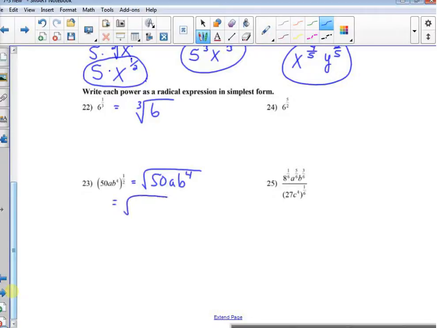Then I'm going to do my perfect squares and my non-perfect squares. So 25b to the 4th and 2a. And that's going to equal 5b squared radical 2a.